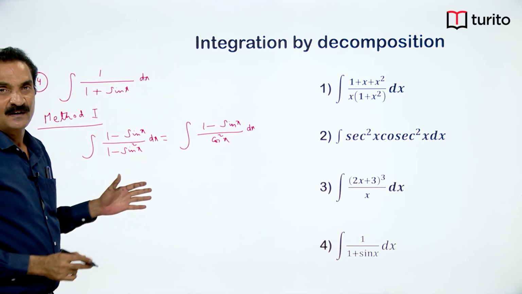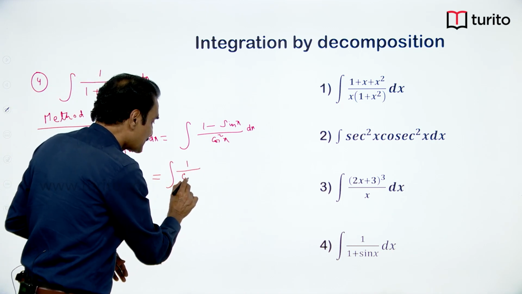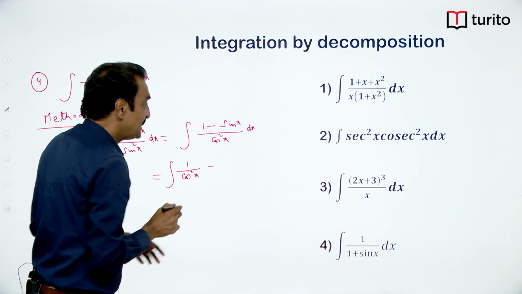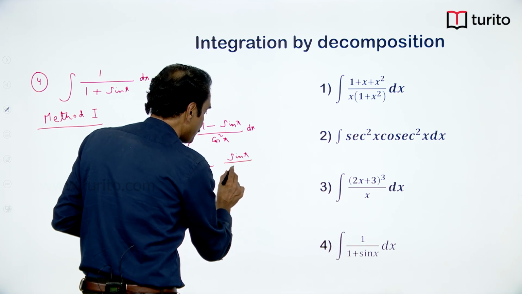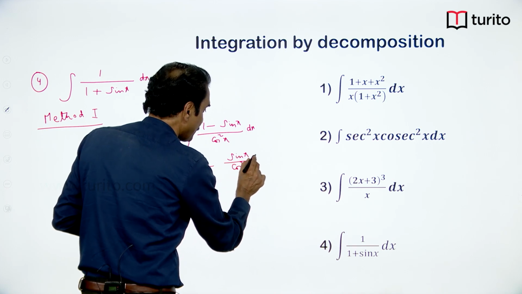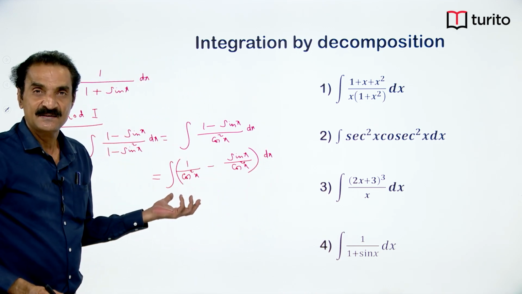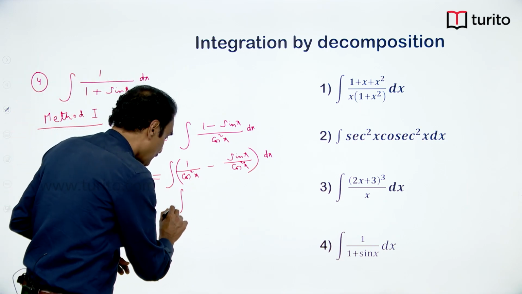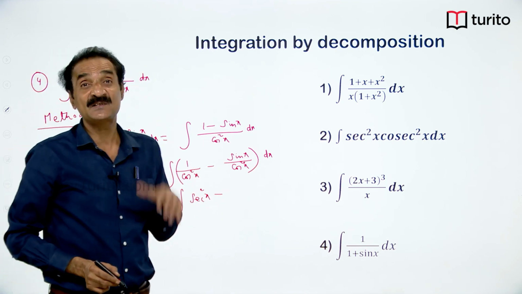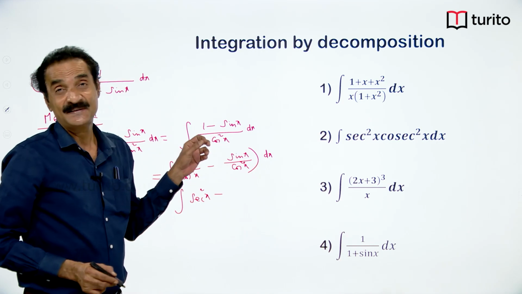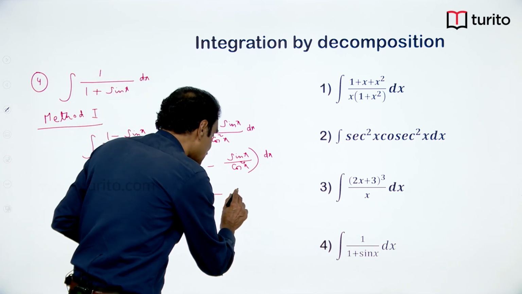Now, separate the denominator, it is decomposed. It is 1 by cos square x minus sin x by cos square x, dx. What is 1 by cos square x? Secant square x. Minus, how can you write sin x by cos square x? Sin x by cos x is tan x and 1 by cos x is secant x. So, it is secant x tan x.